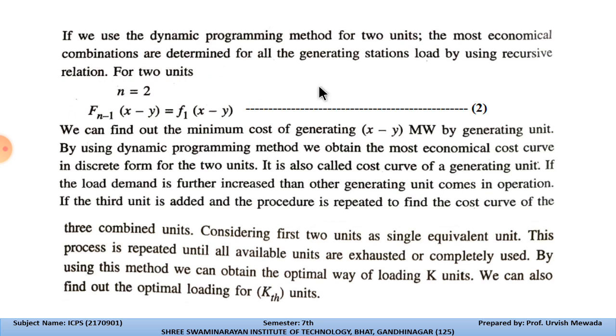And by using this method, we can obtain the optimal way of loading k units. So we have the kth number of optimal units, and by applying this method, we can find out the way of loading each of the generators, and we can also find out the optimal loading for the kth unit.